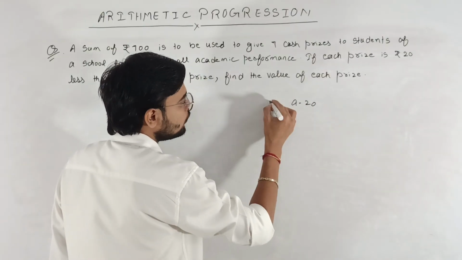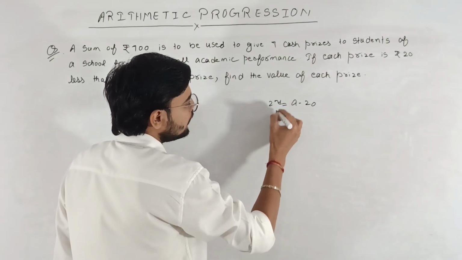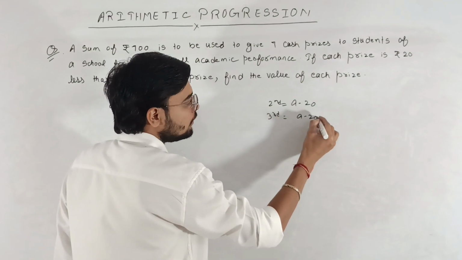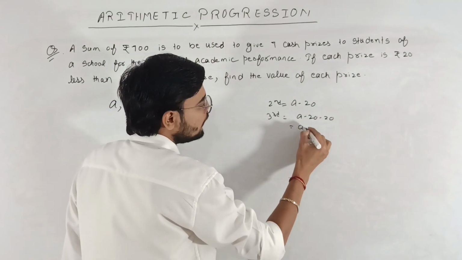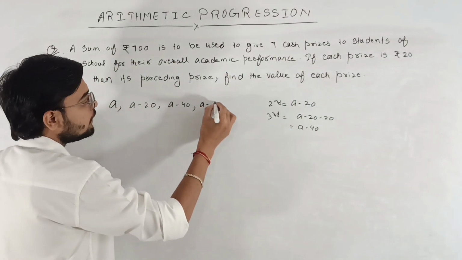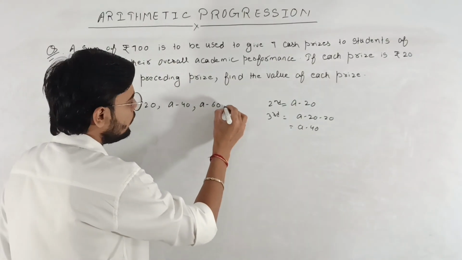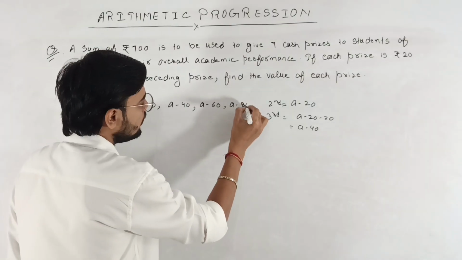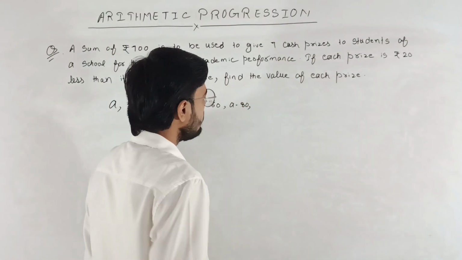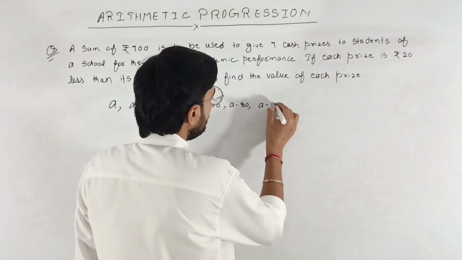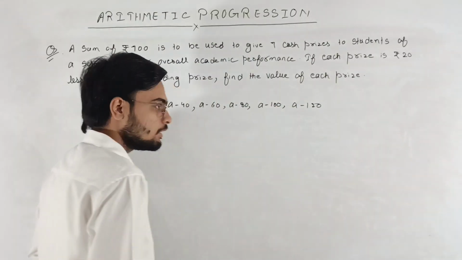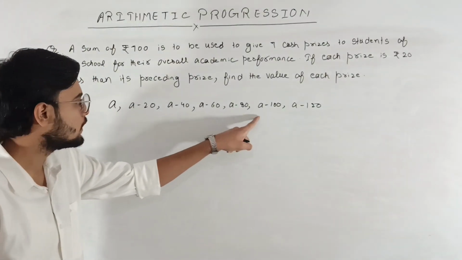Okay, then the third prize is what? The second prize is a minus 20. Then the third prize is 20 less than this, so a minus 20 minus 20, which is equal to a minus 40. Similarly, the fourth prize is a minus 60, the fifth prize is a minus 80, the sixth prize is a minus 100, and the seventh prize is a minus 120. This is the first, second, third, fourth, fifth, sixth, seventh prize.